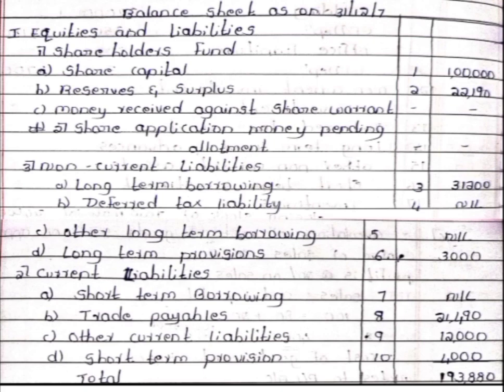Under equities and liabilities we have to list out all the equities and liabilities. Note number 1 is 1 lakh, 2 is 22,190, 3 is 31,200, 4 is nil, 5 is nil, 6 is 3,000, 7 nil, 8 21,490, 9 is 12,000, 10 is 4,000. So total from 1 to 10, that is total of liability side is 1,93,880.